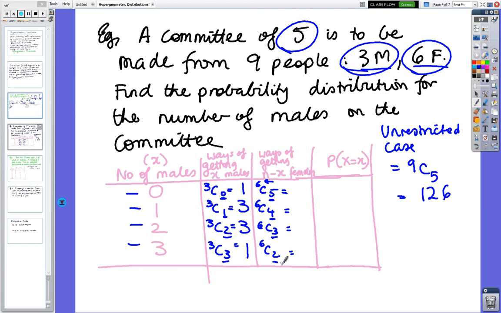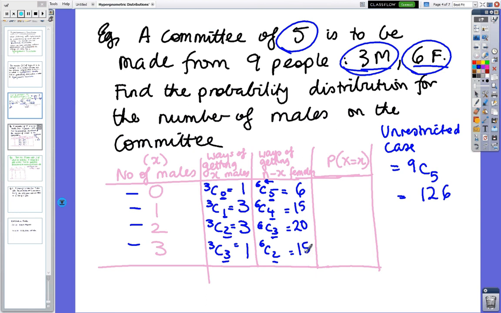Okay, turn my calculator on. 6C, where's my C? I've done the P. Sorry guys. 6C5 equals 6. 6C4 equals 15. 6C3 equals 20. 6C2 I think is back to a 15 again.